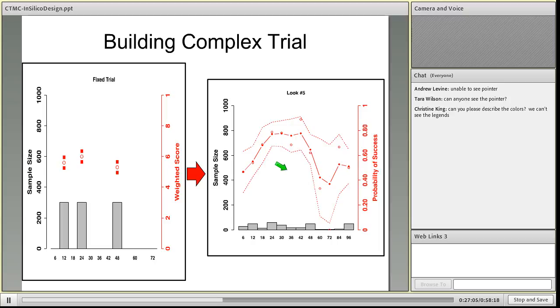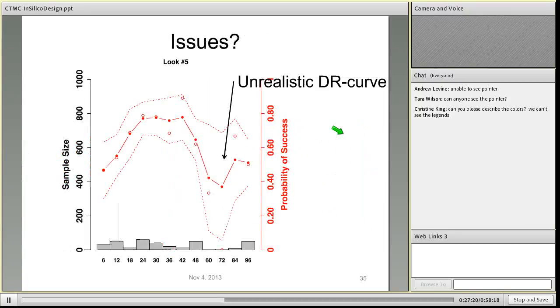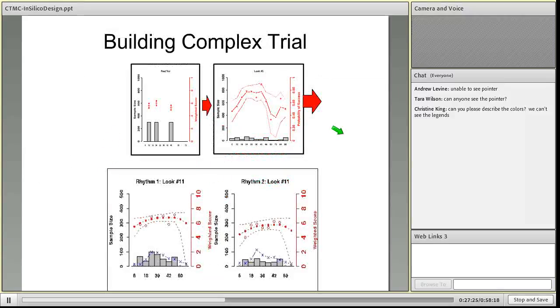And maybe we would get better results, because what they saw in the simulations are far too many patients out here when in fact it looks like it's getting worse. So the design wasn't doing appropriate things. It was performing poorly. They could see that in the flight simulator. So that led to an unrealistic dose response curve.